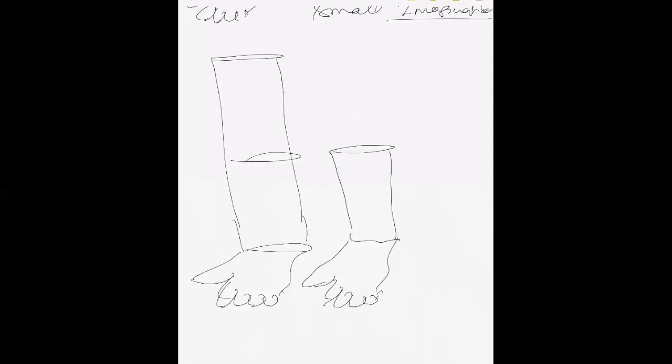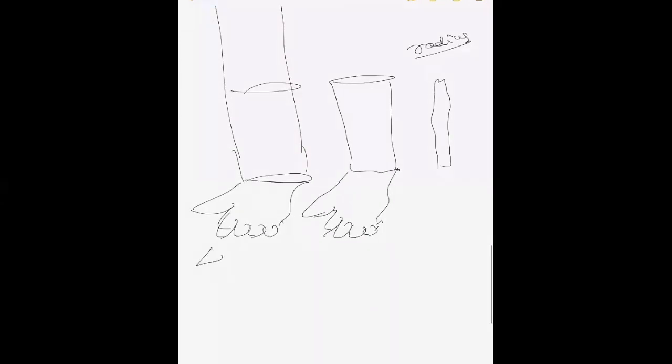So when we are planning any treatment in the complete arm, this is condition number one. When we are planning any treatment in half of the arm, this is condition number two. When we are planning any treatment in just one bone, maybe in the bone of the arm, and this is the radius bone, this is condition number three. So this is called large imagination. This is called medium imagination. And this is called small imagination.